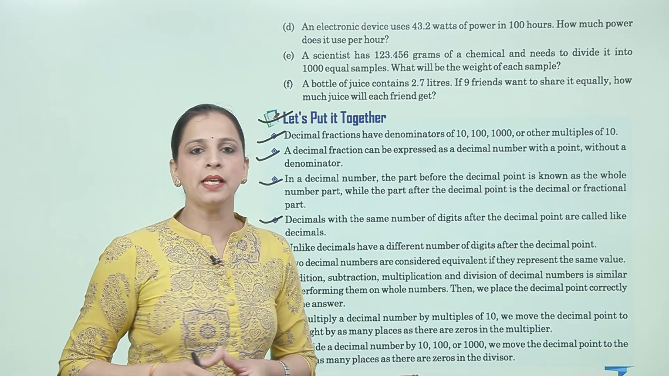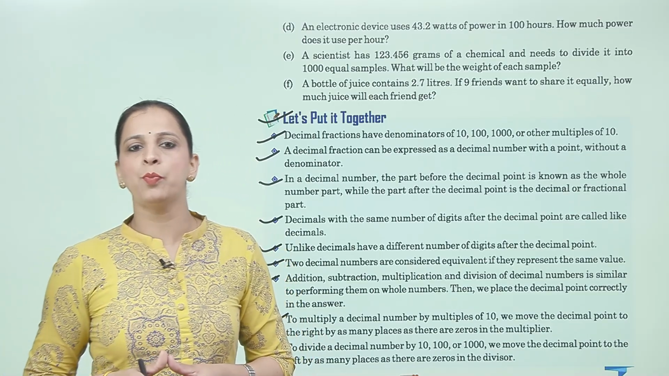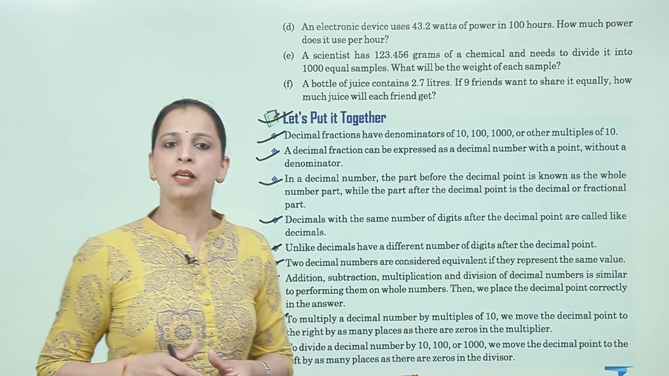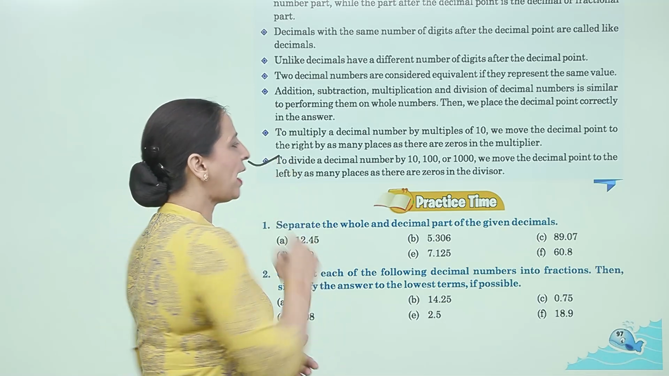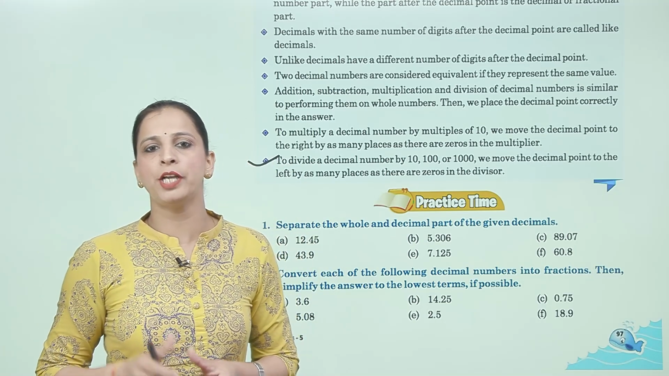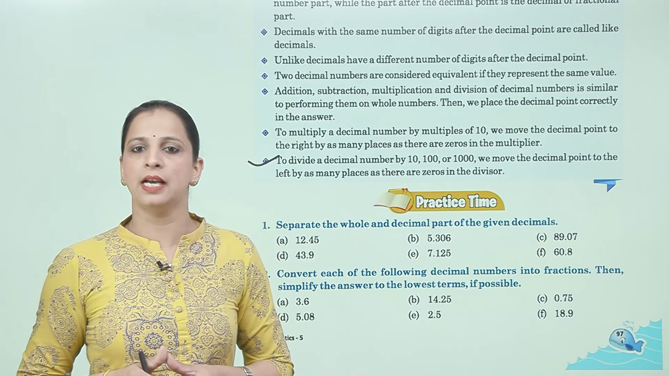Next, to multiply a decimal by multiples of 10, we move the decimal point to the right by as many places as there are zeros in the multiplier. Next, to divide a decimal number by 10, 100 or 1000, we move the decimal point to the left by as many places as there are zeros in the divisor.